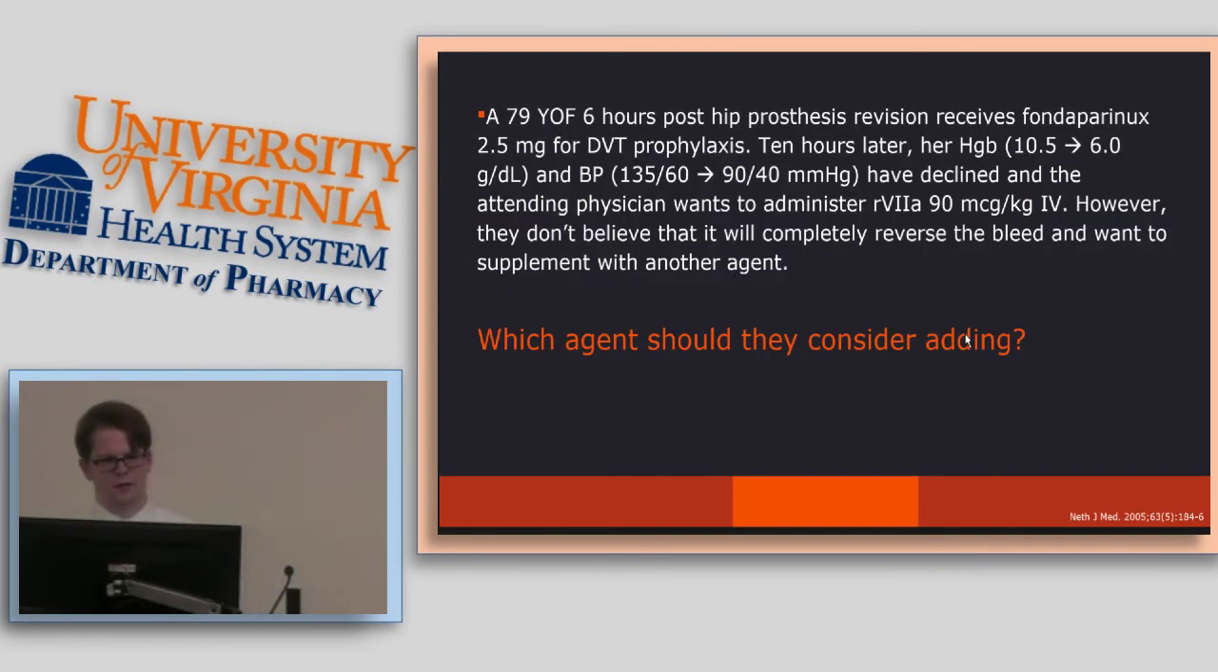And so this next question is just to really pose. A 79-year-old female, 6 hours post hip surgery, receives fondaparinux for DVT prophylaxis. 10 hours later, her hemoglobin and blood pressure have declined, and the attending physician wants to administer factor VII. However, they don't believe that it will completely reverse the bleed and want to supplement it with another agent. Which agent should they consider using?